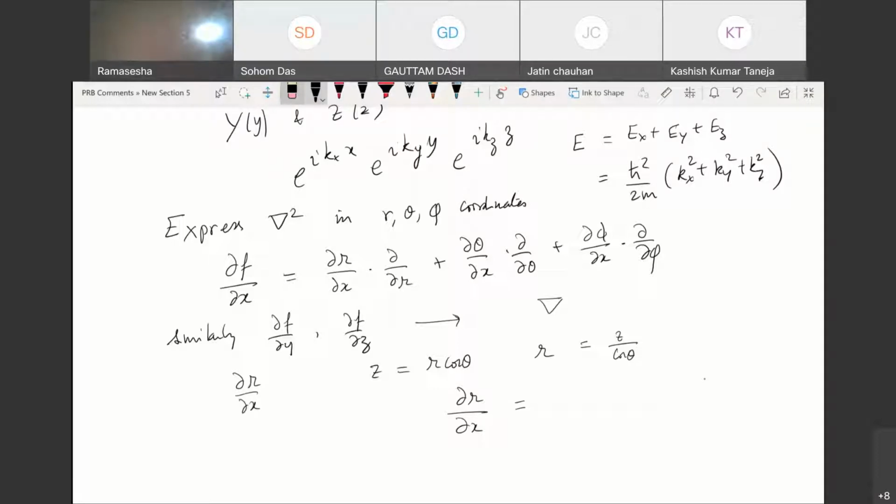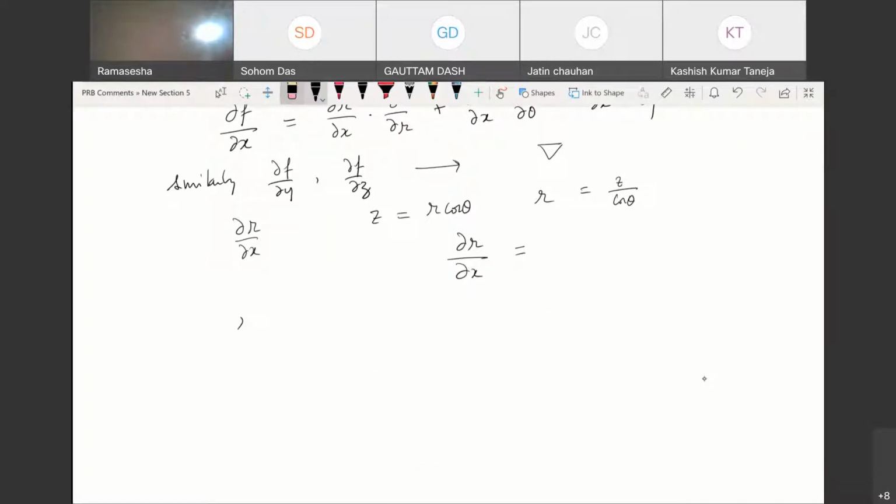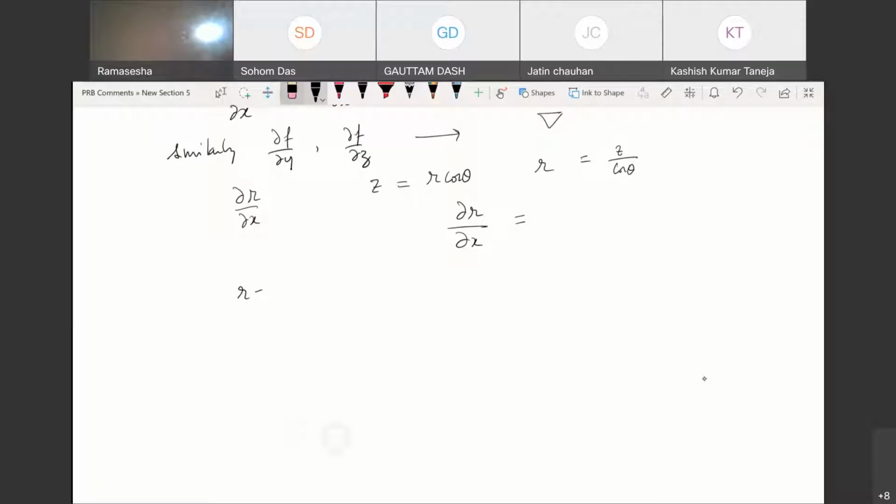I have r is equal to root of x squared plus y squared plus z squared. Okay, so let me want to get del r by del x. Okay? Taking one.